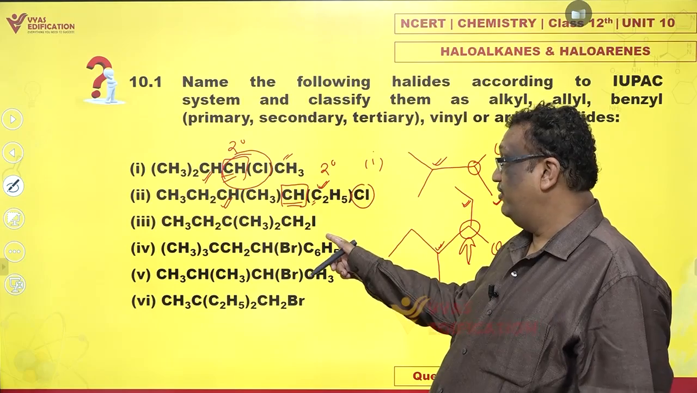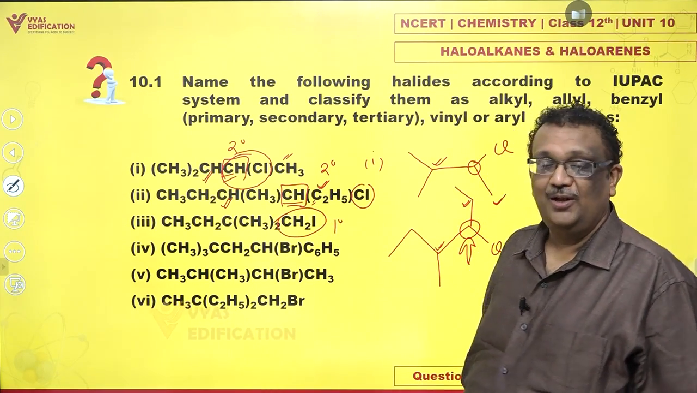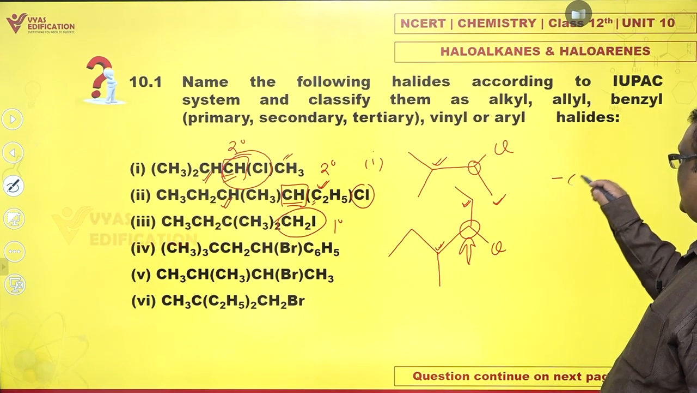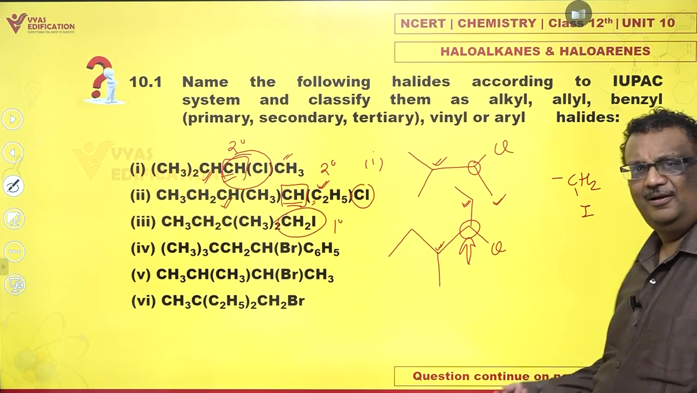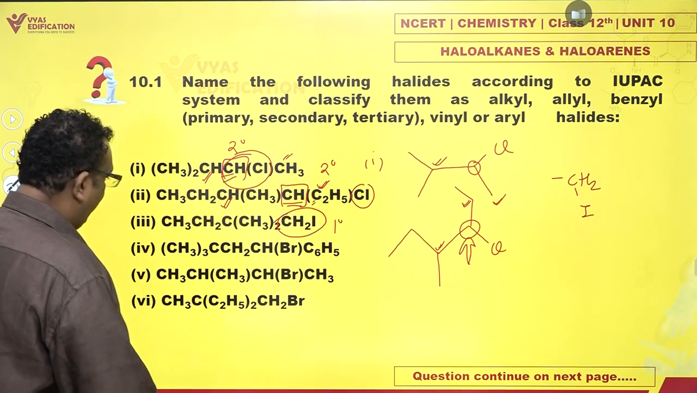Instead of chloride, now I have an iodide, and this is CH2I. CH2 group is classical primary. Indeed, it is primary. It is just CH2I, like this. Clear cut case of a primary halide. What about the last one?